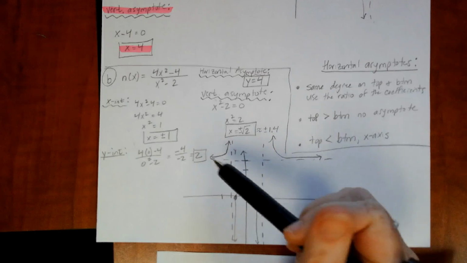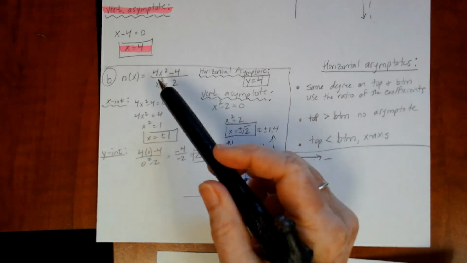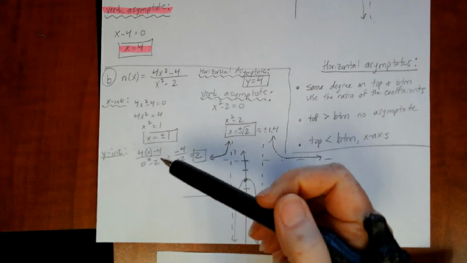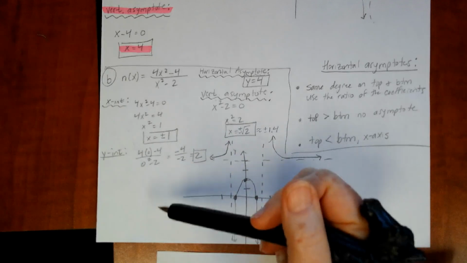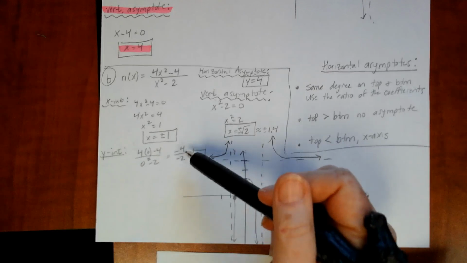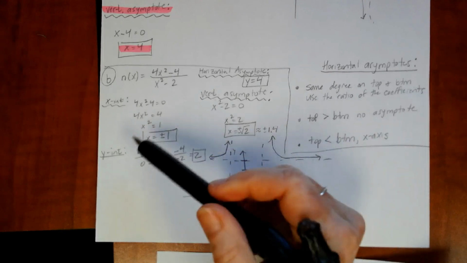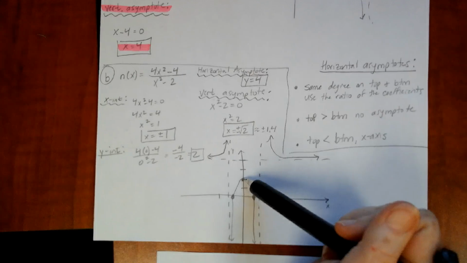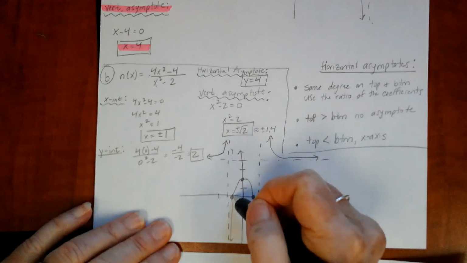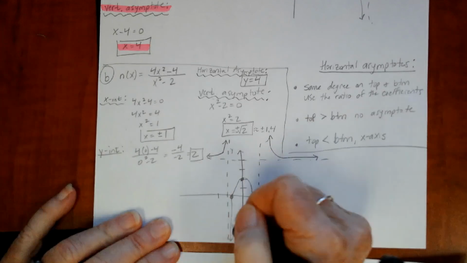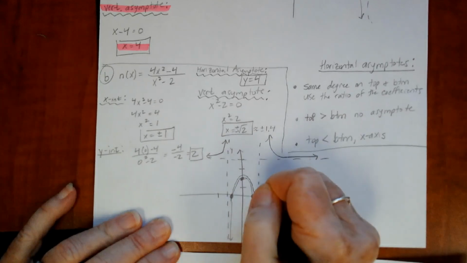And then the y-intercept happens when x equals 0. So I simply plugged in 0 for x. I had 4 times 0 minus 4, which gave me negative 4, and then 0 squared minus 2 gave me negative 2, and I divided and I got 2. So that was my y-intercept, 2. So I put that in. And then just because of these 3 intercepts, I knew that the graph had to go this way, down here.